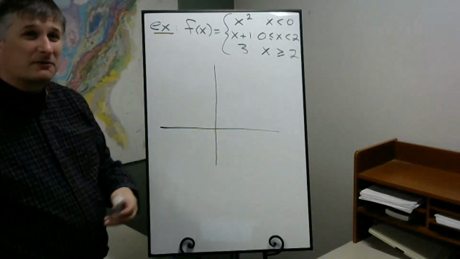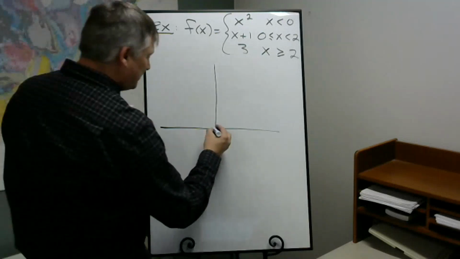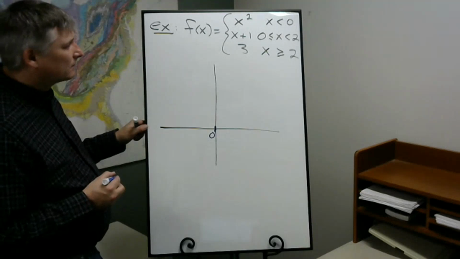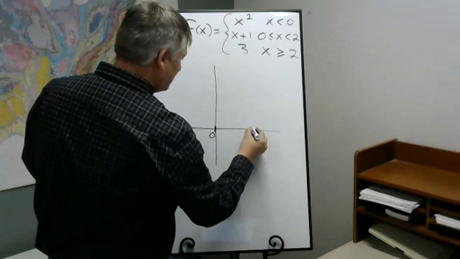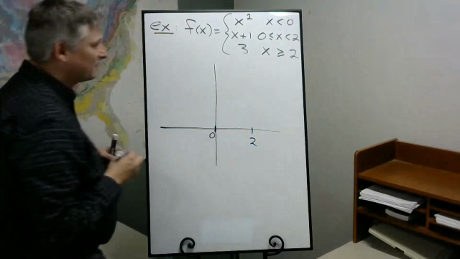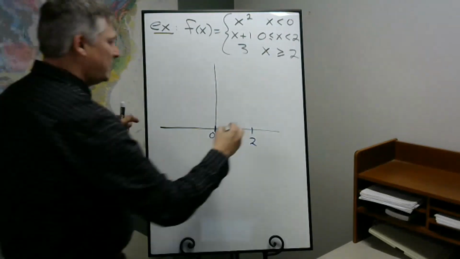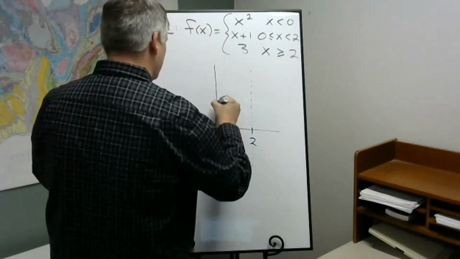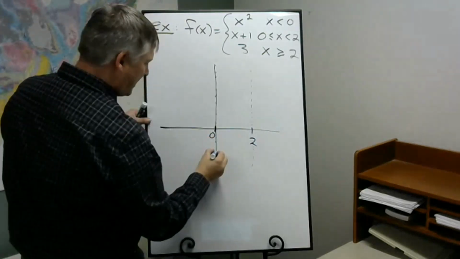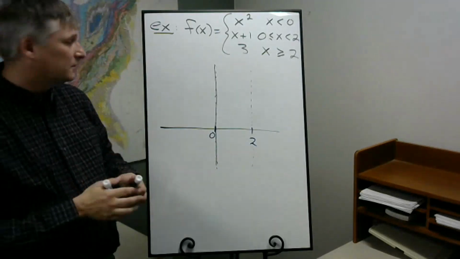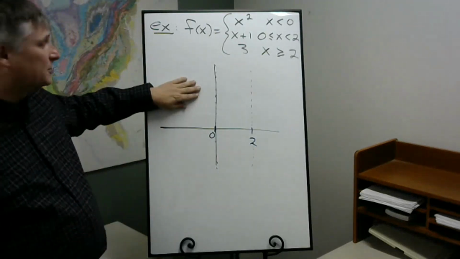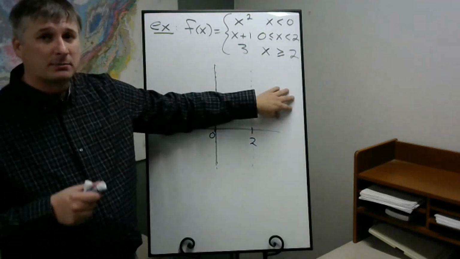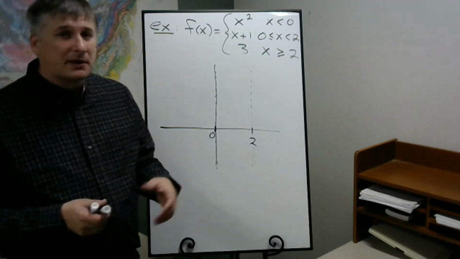Let's take a look at where our phases are changing. So we have a change at 0. And then we have a change at 2. Now, we can divide our graph into these 3 phases. First phase, x less than 0. Second phase, x between 0 and 2. Third phase, x bigger than 2. So let's put this together.